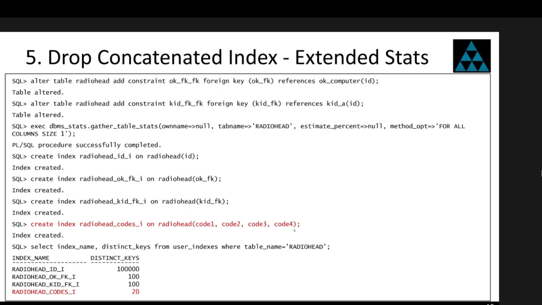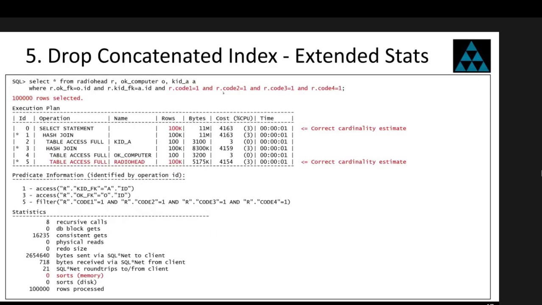Now, as I mentioned earlier, one of the key statistics for an index is distinct keys. There are 20 distinct keys. That is a vital piece of information for the optimizer, because now it knows there are only 20 different combined values here, not 20 times 20 times 20 times 20. So therefore, the optimizer can use this. When I run a query and do a couple of joins with my lookup tables, where code 1 equals 1, code 2 equals 1, code 3 equals 1, code 4 equals 1, I'm getting 100,000 rows. And the optimizer has got this spot on.